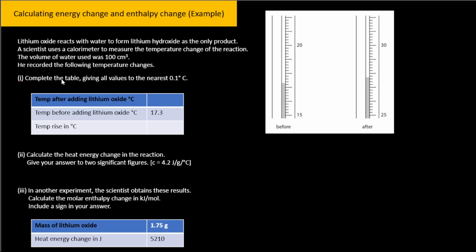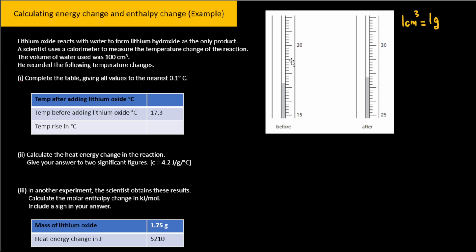Now, let's try to do one example here. Lithium oxide reacts with water to form lithium hydroxide as the only product. A scientist uses a calorimeter to measure the temperature change of the reaction. The volume of water used was 100 centimeter cube. So you should know here that 1 centimeter cube is equal to 1 gram. He recorded the following changes. Complete the table giving all values to the nearest 0.1 degree Celsius.